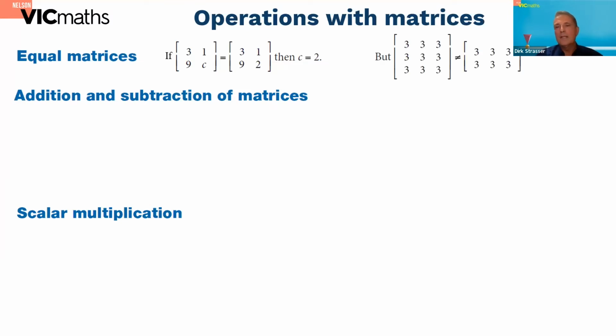So for example, it doesn't matter that there's all 3s in all of them. If there's a different number of 3s and they're in a different order, they're not equal. Every element has to be the same for 2 matrices to be equal.